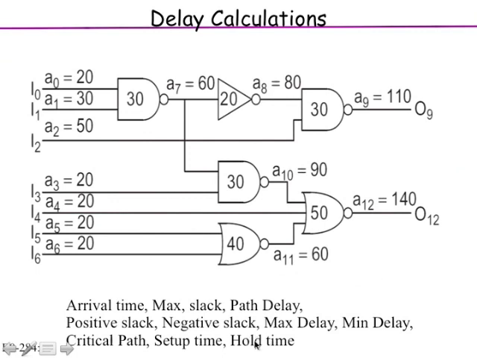And it turns out, as we'll discuss when we discuss hold time, that you also don't want signals to go too fast. So imagine that there was no gate, there was just a single piece of wire from I7 to O12.